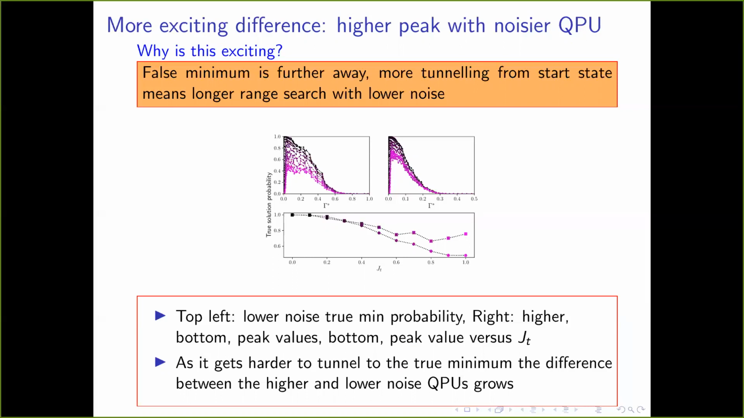And so that's exciting because it shows that something's going on that's making the lower noise QPU able to find the true solution easier. Here I've just swept a parameter I call JT, which controls the height of the barrier between the true minimum and the false minimum. And you see, as this barrier gets higher, the difference between these two gets more pronounced. So this is basically indicating longer range tunneling.